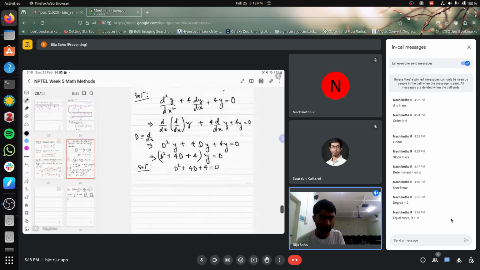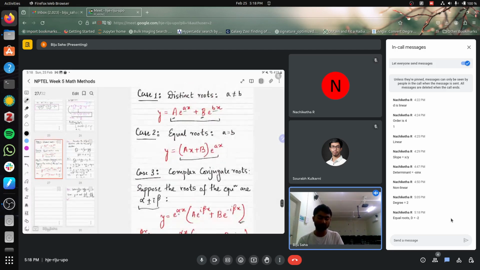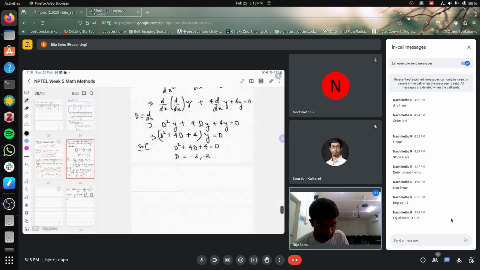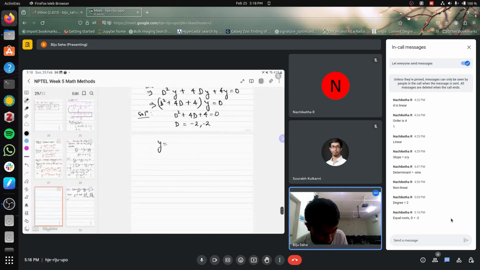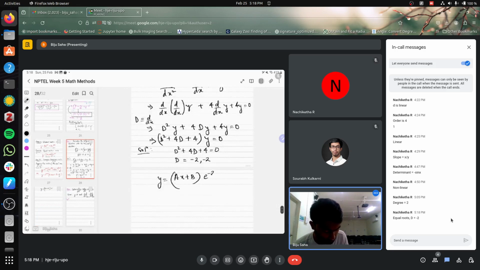Yeah, they are absolutely correct. They are equal roots, and these are the two roots. So that says this particular problem belongs to this case 2. So this is the solution of the differential equation.